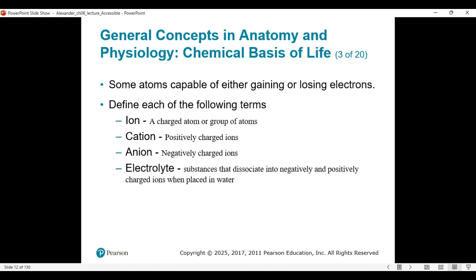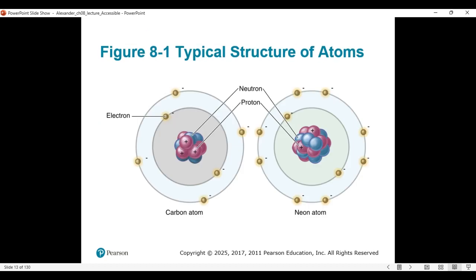It wants you to define the following terms, but I went ahead and done that for you. An ion is a charged atom or group of atoms. A cation is a positively charged ion, and an anion is a negatively charged atom. An electrolyte is a substance that dissociates into negatively or positively charged ions when you put them in water. Some of the electrolytes like sodium, potassium, magnesium, calcium, those are all electrolytes. And that comes into play and is important to us when we're talking about dehydration.